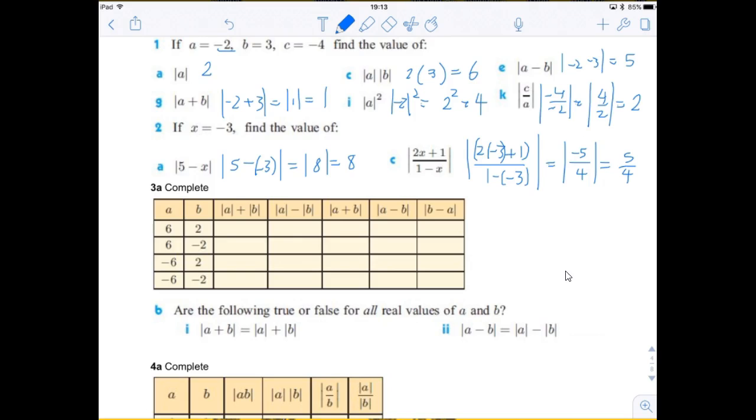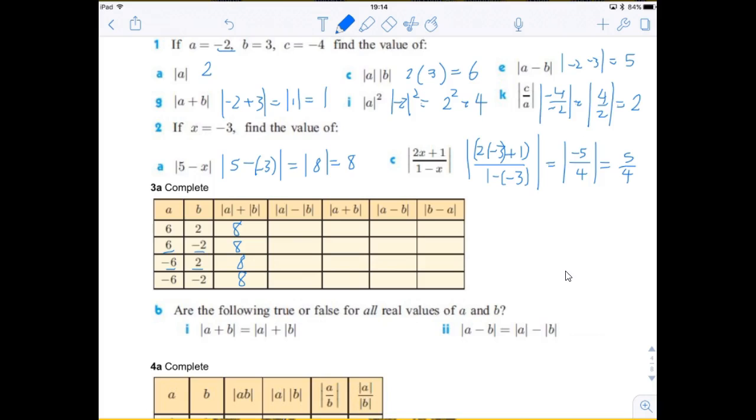3a, we're going to complete this table. So, if a is positive 6 and b is positive 2, then the modulus of each one added is going to be 8. If we have 6 and negative 2, then the modulus of b would be positive 2, and then 6 plus 2 would also be 8. If negative 6 was a negative number and 2 was positive, same thing. Negative 6 would become positive 6, so they would add together to 8 also. If both a and b are negative, negative 6 and negative 2, you take the modulus of each one, it would be 6 plus 2, which is also 8.